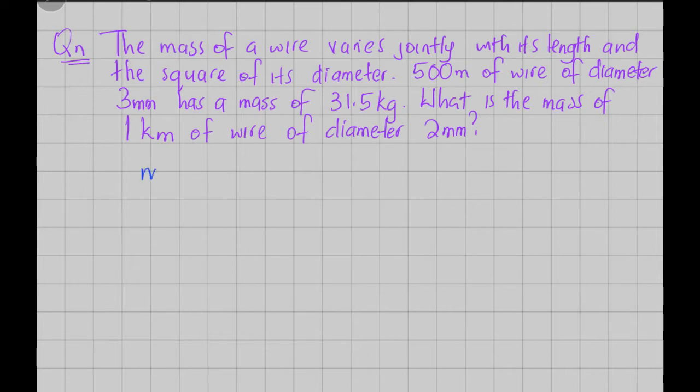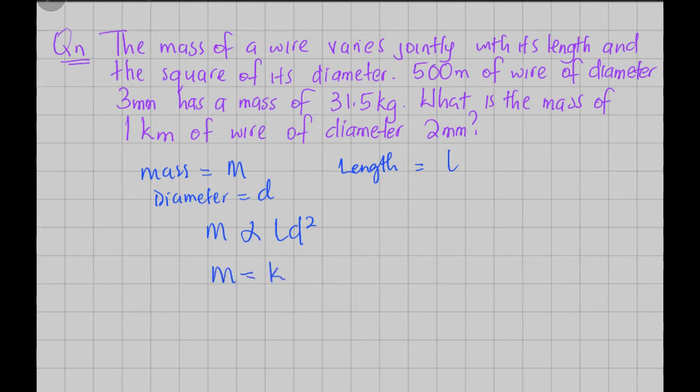So let the mass be a capital M, the length a small letter L, and the diameter a small letter D. The mass of a wire varies jointly with its length and the square of its diameter, so it's length times the square of its diameter. So M is equal to K, our constant, times length times diameter squared.